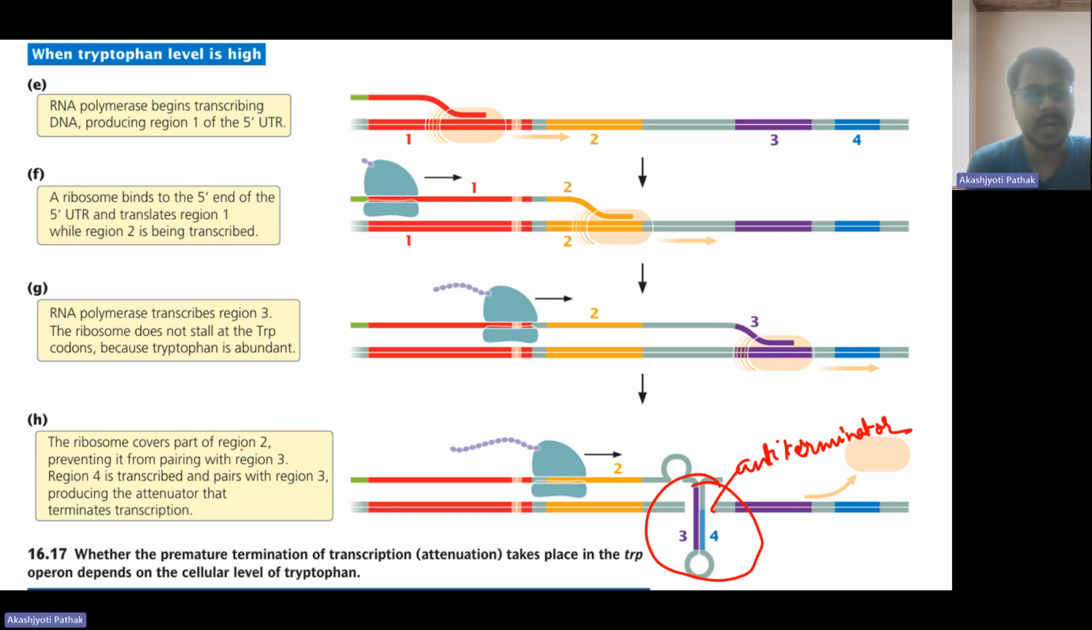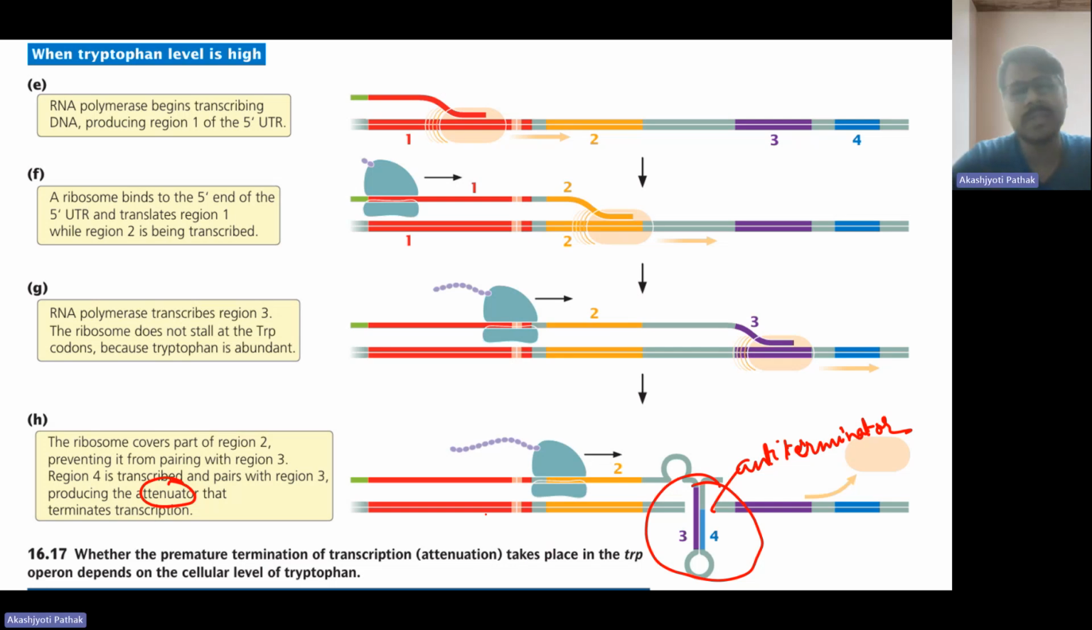So you have to understand the ribosome covers part of region 2. Ribosome is now covering part of region 2, preventing it from pairing with region 3. So you see here, the ribosome has come to region 2 and it is not allowing region 2 to form a complementary bond with region 3. At the same time, region 4 has also been transcribed. So now regions 3 and 4 come together and form a complementary structure, thus producing the attenuator. This is the attenuator, 3 and 4.